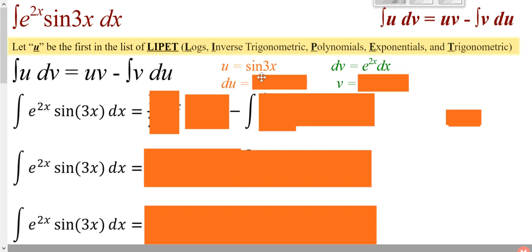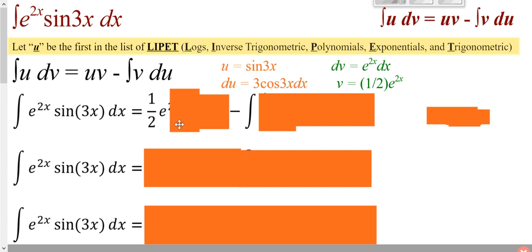So we're going to go ahead and do the derivative of both sides of the orange. So we get 3 cosine 3x. Integrate this, we get a 1/2 e to that power. So looking at your integration by parts, we go u, which is sine.